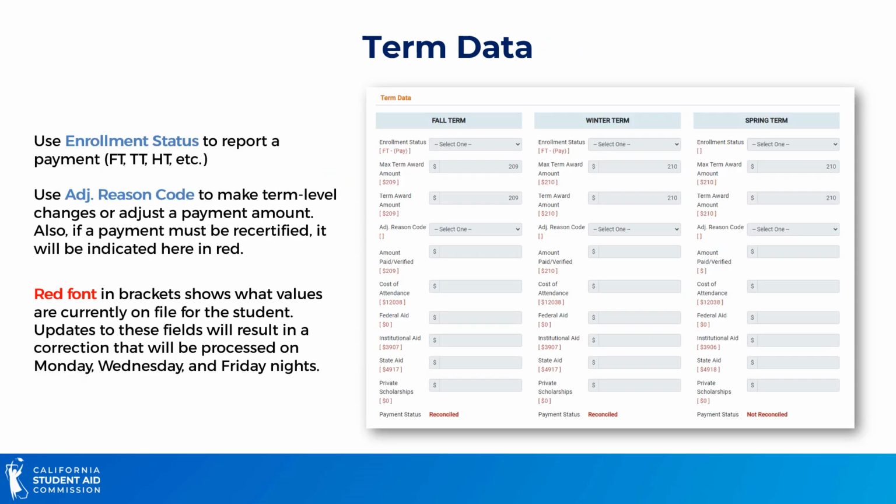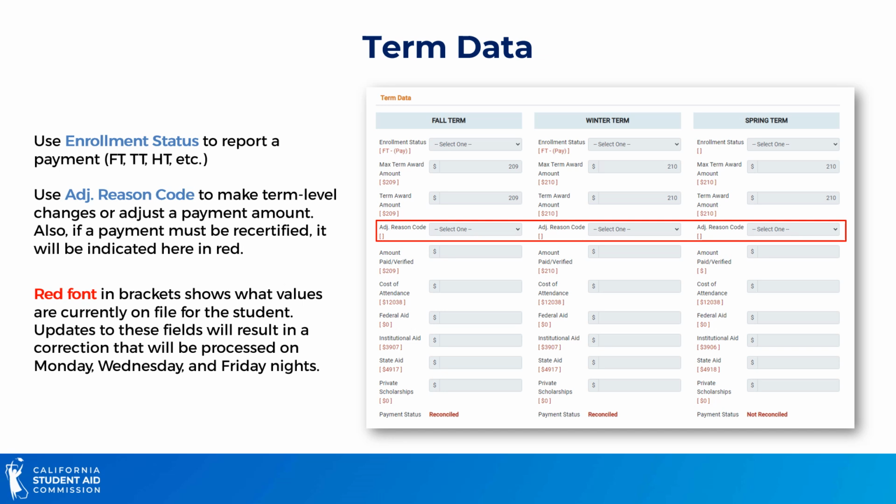The last section of the MCS Display Roster page is the student's term data. You can use this section to post a payment or make term-specific corrections. Use the Enrollment Status drop-down menu to post a payment, and use the Adjustment Reason Code drop-down menu to make term-level changes to the student's status or to adjust a payment amount. Also, if a payment must be recertified, it will be indicated here in red. We will discuss recertifying payments in more detail in the next module.